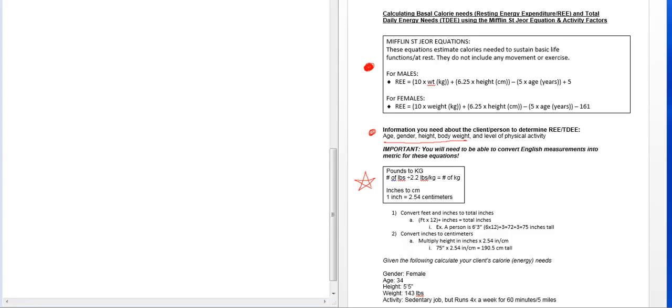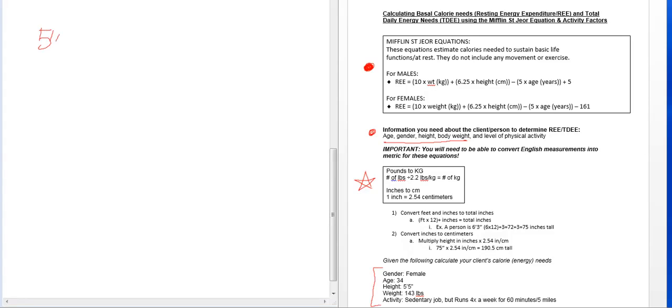So let's jump right in and go to the bottom, and we are given this information. We have a female, she's 34, she's 5'5", and she weighs 143 pounds. We'll deal with your activity level in a little bit, so don't worry about that for right now. So let's first convert her measurements to metric. So we'll start with height.